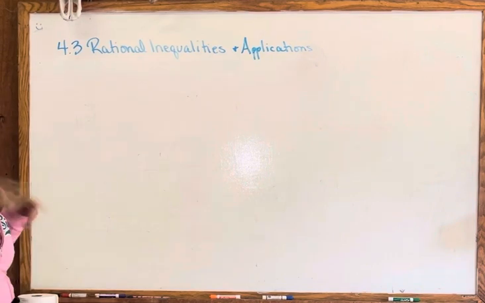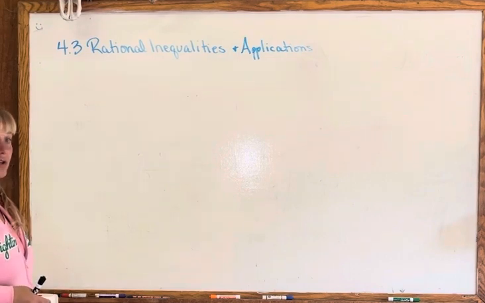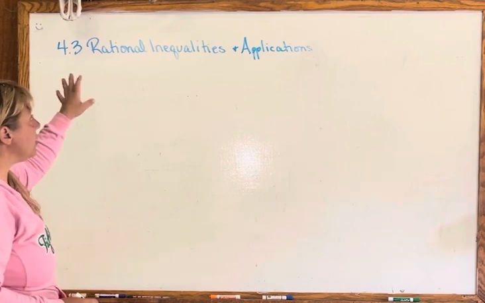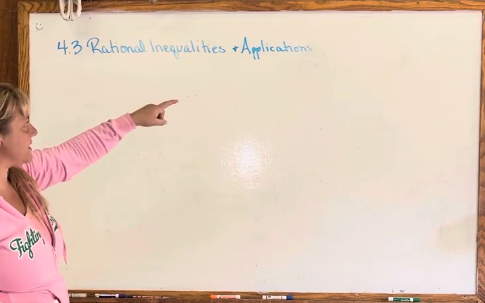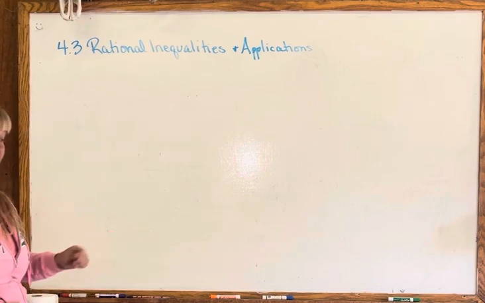4.3 is our last lesson in chapter 4. So last time we did 4.1 and 4.2 together, graphing our rational functions. So you got the asymptotes and all of those things that go along with it. And now we're going to look at some rational inequalities and their applications. And I don't know why it doesn't say it here, but we're also looking at rational equations.